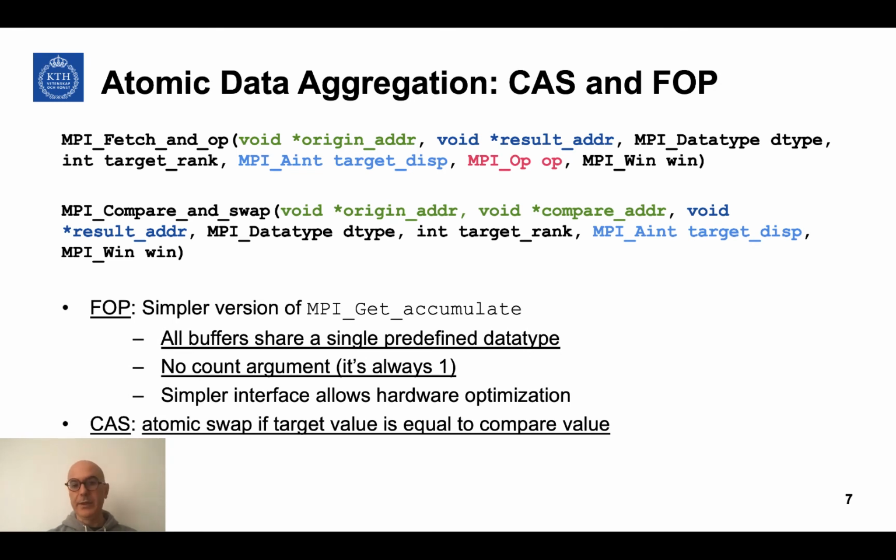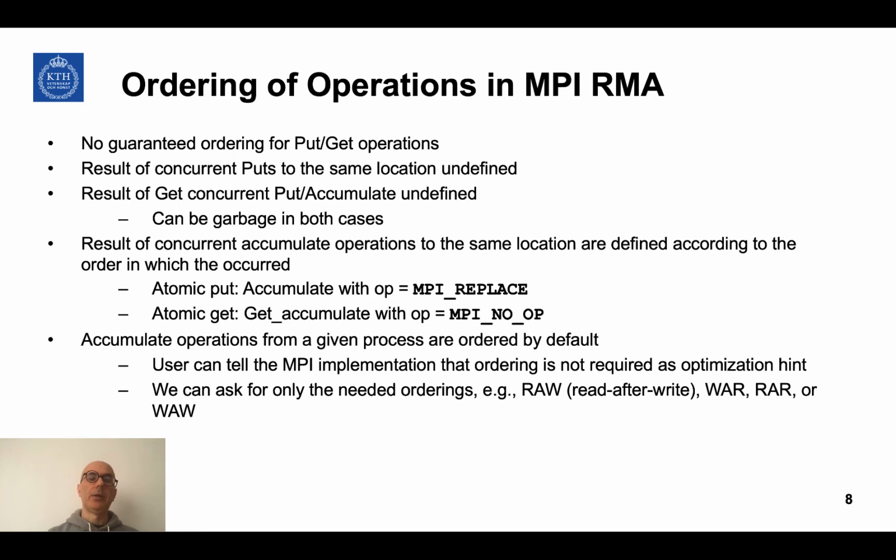And basically, if the target value is equal to a compare value that we provide here as a terminal function. So let's talk briefly about ordering operation in MPI RMA.